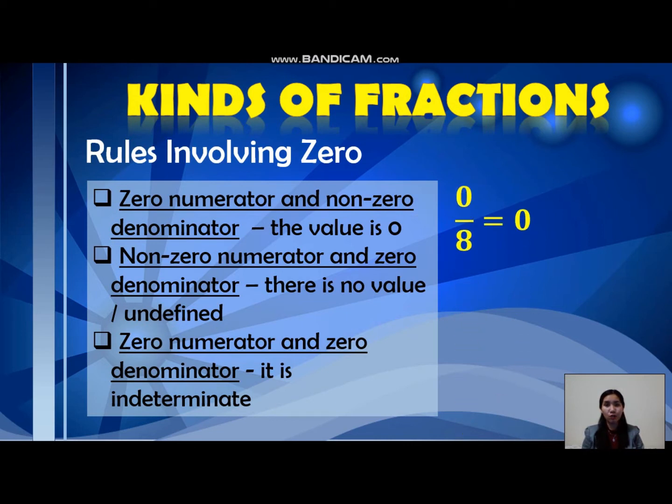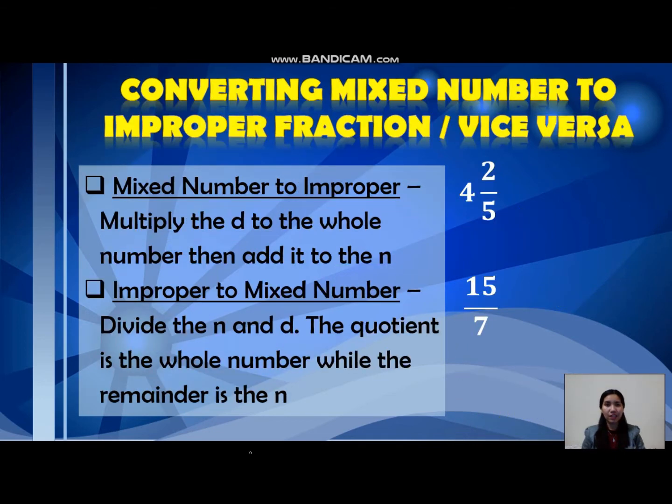Example, 0 over 8. Next, non-zero numerator but 0 denominator. It is undefined or considered no value. Let's say 5 over 0. Lastly, 0 numerator and 0 denominator. It is considered indeterminate. Now, let us learn converting mixed number to improper fraction and vice versa.